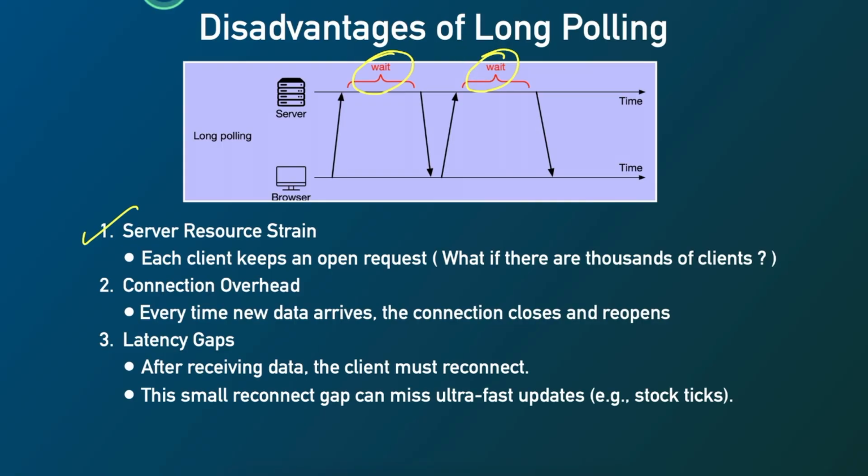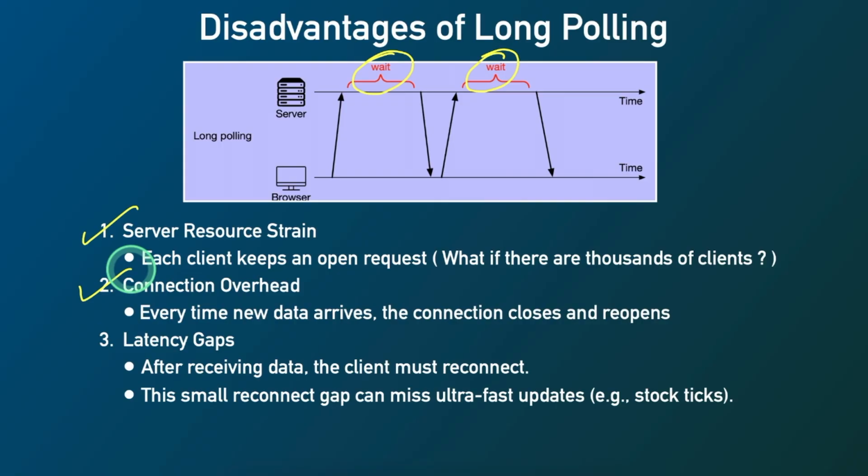The second disadvantage is connection overhead. Now, this was a problem that we already had in short polling and that exists here as well. Even though we are making a reduced number of connections, we still end up making multiple connections, each of which has to be connected and disconnected after a certain duration, right? So this results in connection overhead, which is a disadvantage.